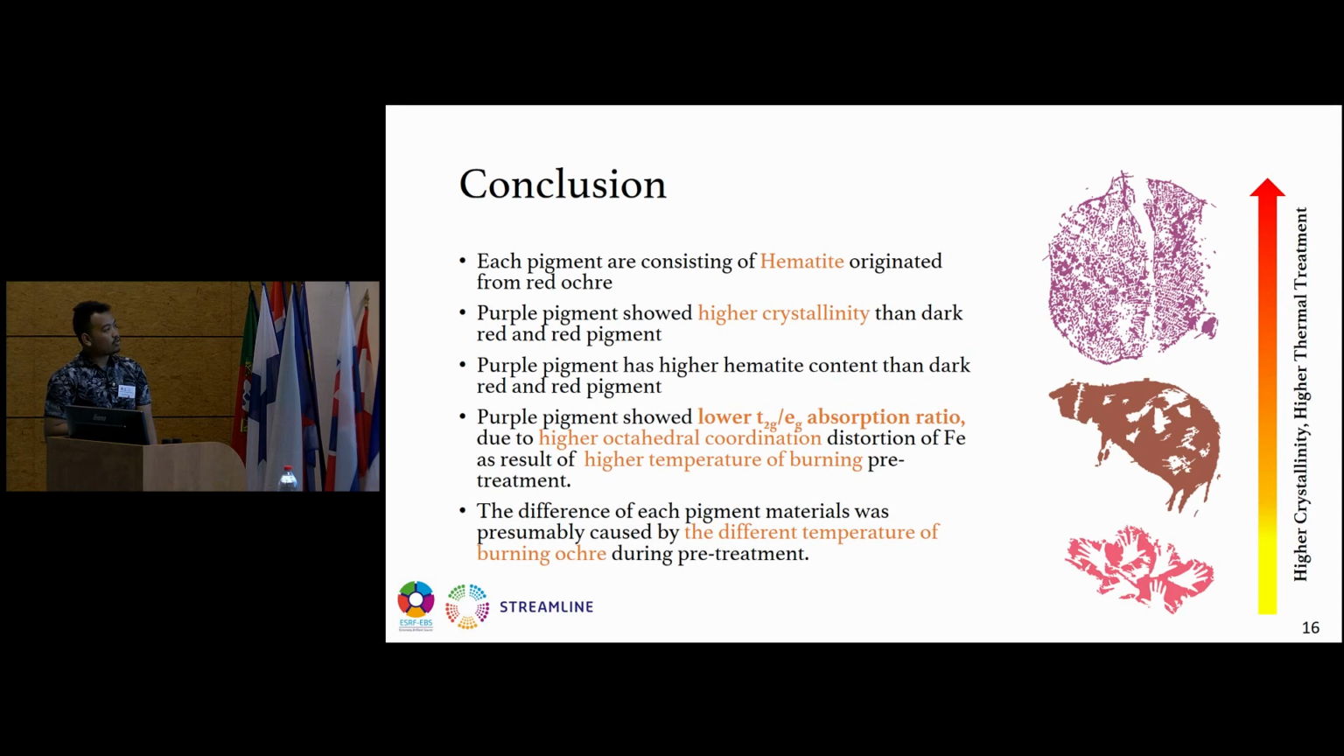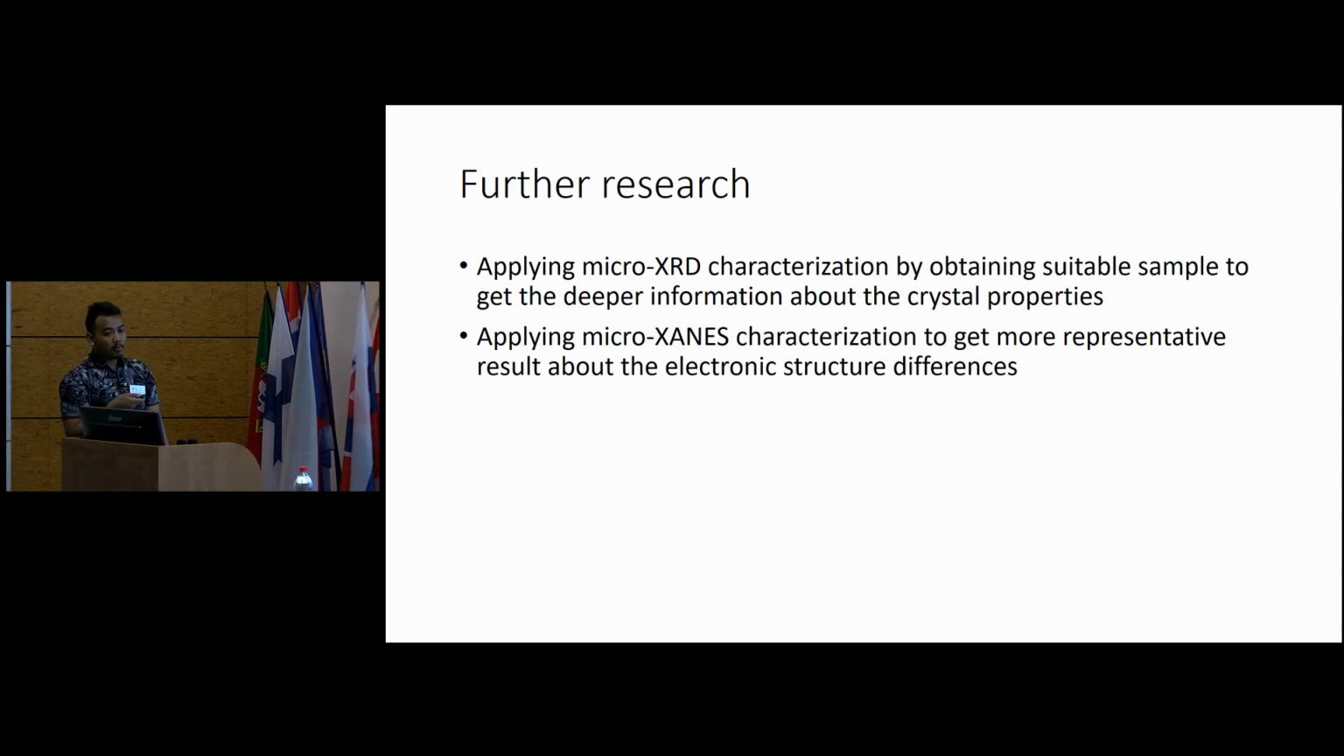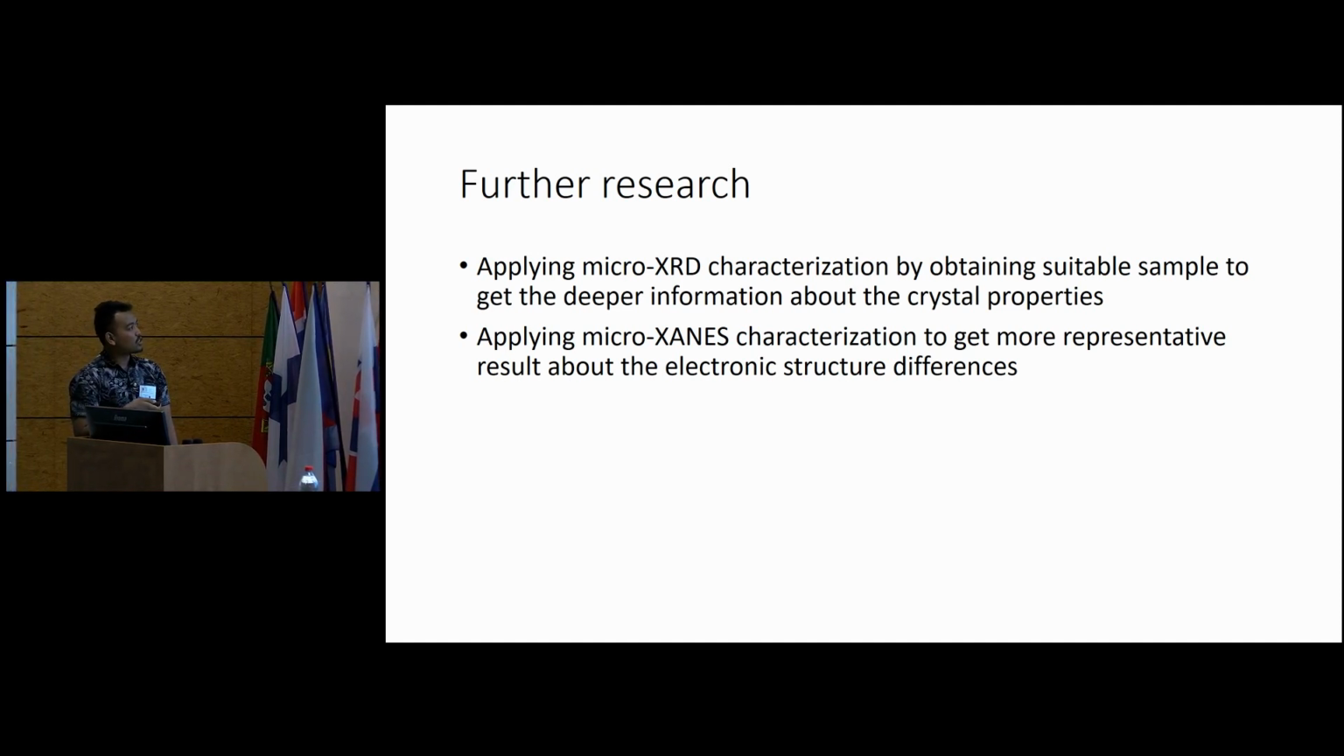So this one is our schematic. This one is the purple, this one is the dark red, this one is the red. So higher crystallinity and higher thermal treatment. It is our hypothesis. For further research, we need to apply micro-XRF characterization by obtaining suitable samples to get deeper information about the crystal properties, especially the cross section of the pigment materials, and apply microsense characterization to get a more representative result about the electronic structural differences between each pigment.